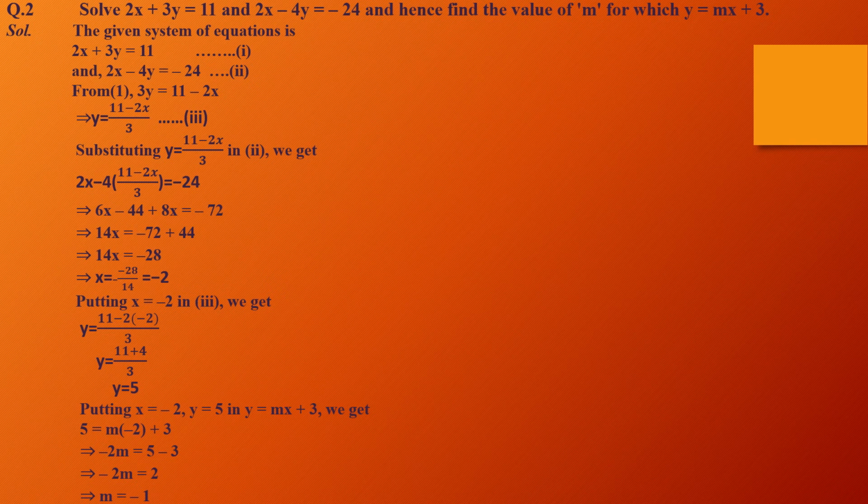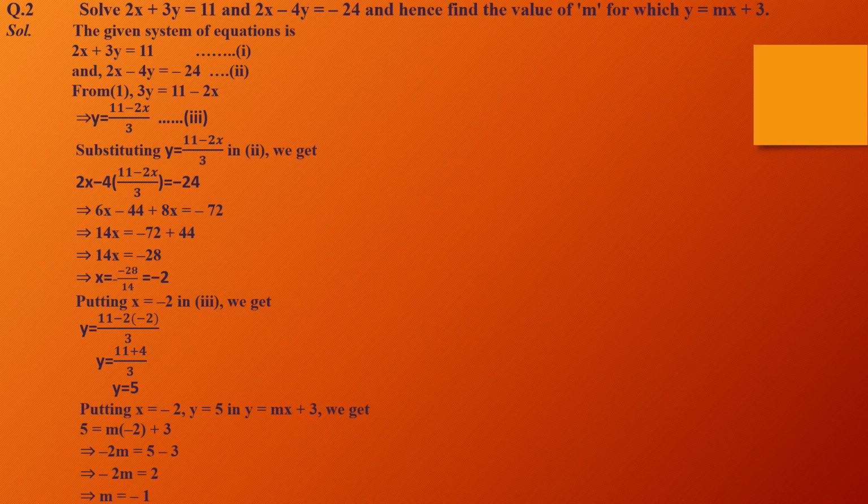minus 2. Now after getting the value of x, we put this value of x in equation number 3, which is y equals (11 minus 2x) upon 3. Now on putting the value of x, equation number 3 becomes y equals (11 minus 2 multiplied by (minus 2)) upon 3, and we get y equals (11 plus 4) upon 3, and finally we get y equals 15 upon 3, and finally we get y equals 5.